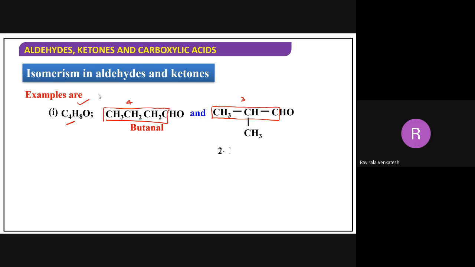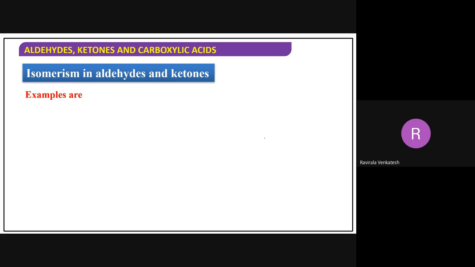Right? Now this is called 2-methyl propanal. Why? Because you see here number 1, number 2, number 3. The second carbon has a methyl group, therefore it is 2-methyl propanal. Right? We'll take some more examples also here.